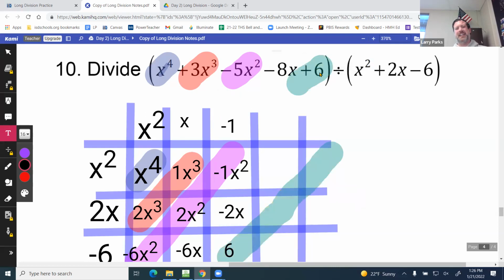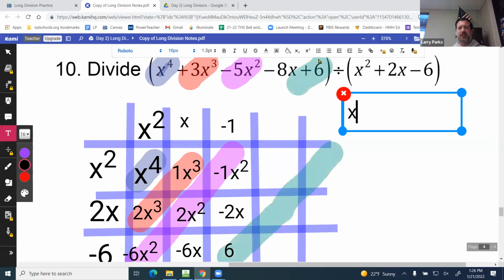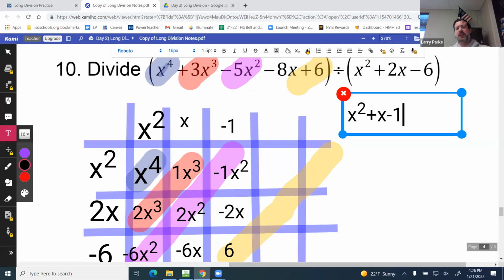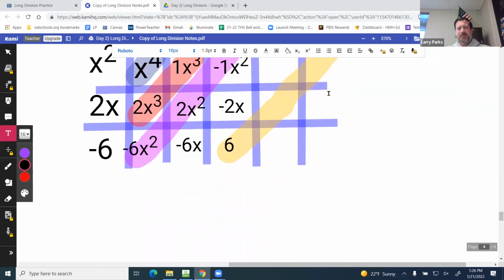But let's say this was a 7. If this was a 7, then I'd put a 1 right here, which would mean remainder 1. If that was an 8, then I'd put a 2 right there. That means remainder 2. So because we got a 6 and we had a 6, no remainder, what's my answer? It'd be x squared plus x minus 1. And if they ask, the remainder is 0, okay?